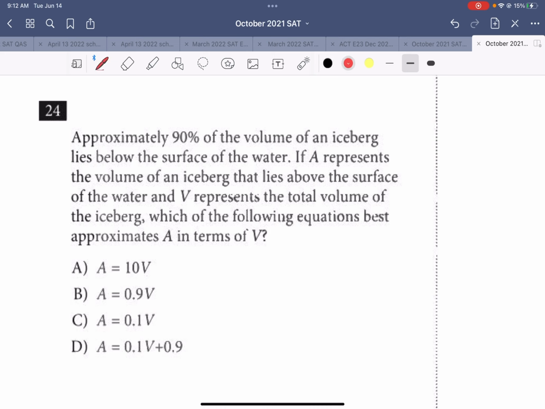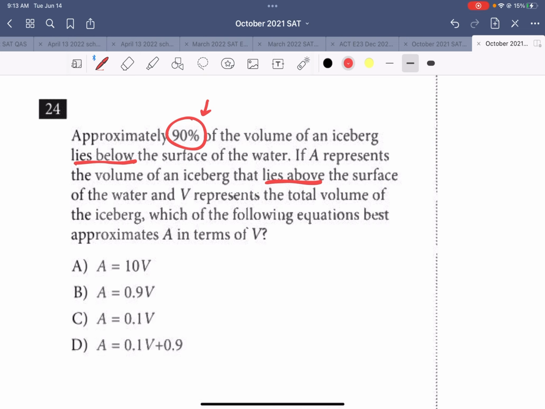Number 24. Approximately 90% of the volume of the iceberg lies below the surface of the water. 90%. And then A represents the volume of the iceberg that lies above, this is above, and this one is below the surface of the water. And then V represents the total volume of the iceberg. Which of the following equations best approximates A in terms of V? Okay, if 90% is below, then only 10% is above here.